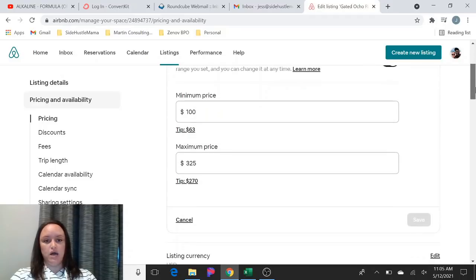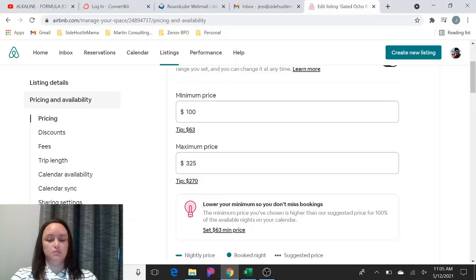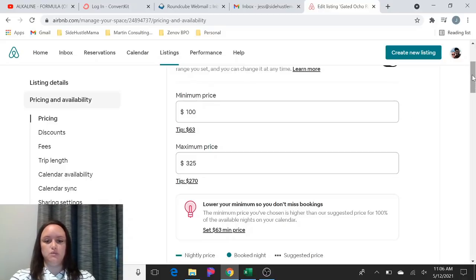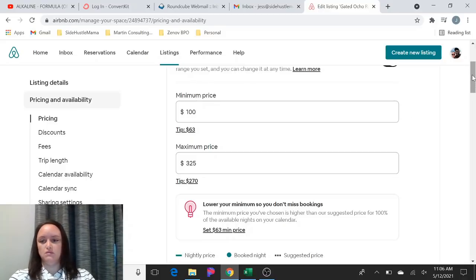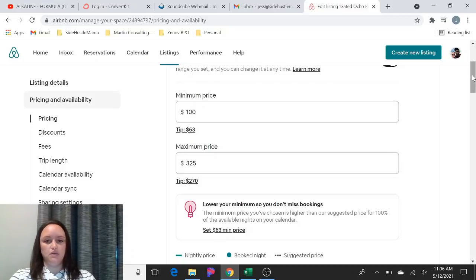So for example, I have this home set minimum $100, maximum $325. They're recommending that I use 63. So that's just too low. In my opinion, it's way too low. It's a 3-bedroom house, 3 bathrooms, all the amenities. There's no way I'm giving it away for 63 bucks unless you're family or something.